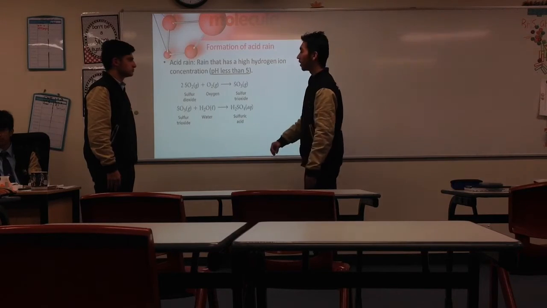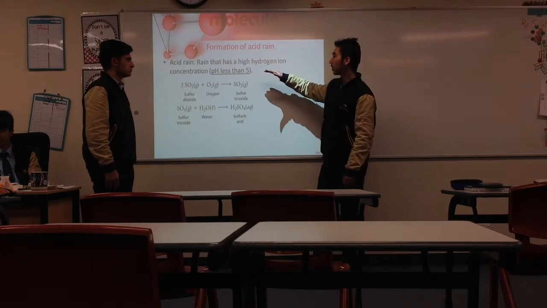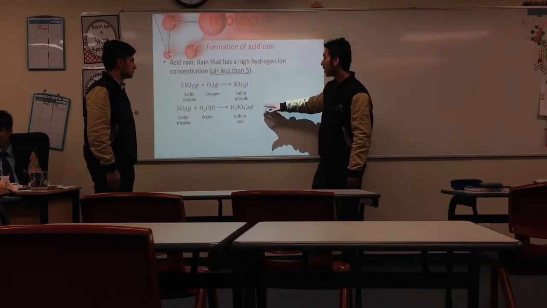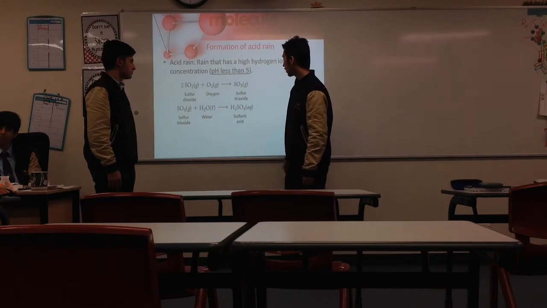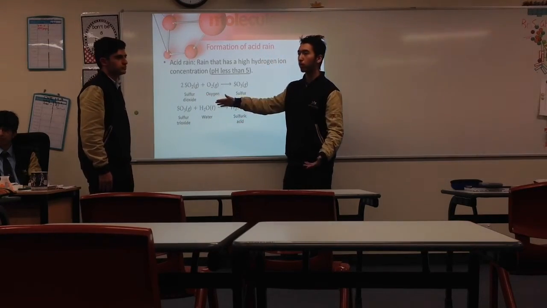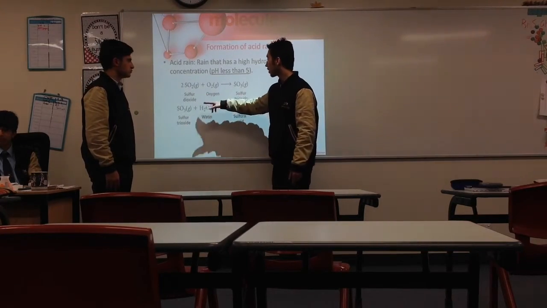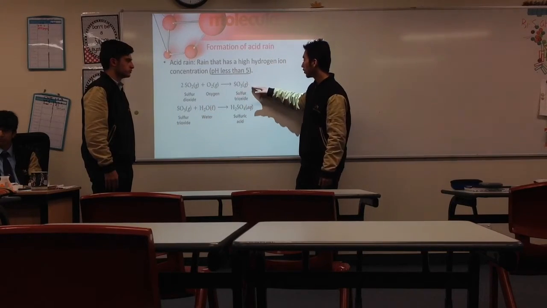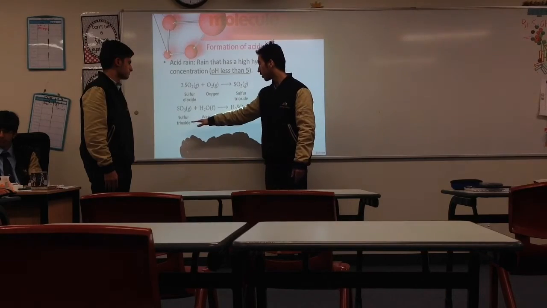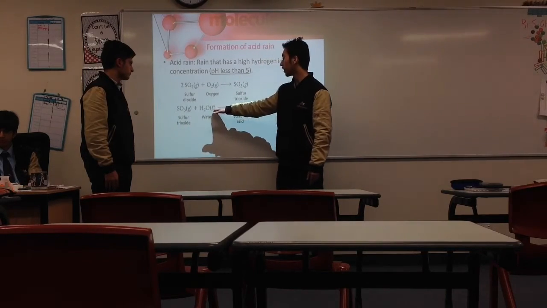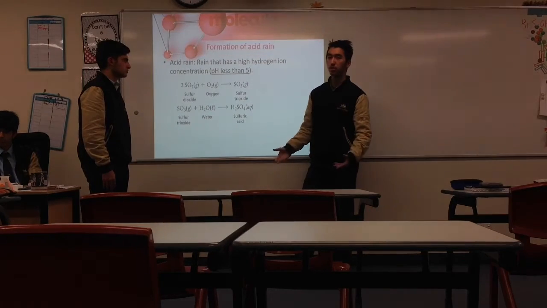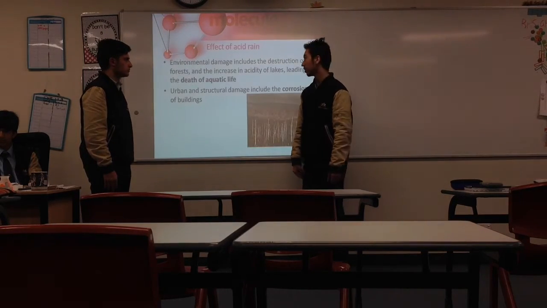Acid rain is rainwater that has a pH lower than 5, and its formation includes sulfur dioxide from human production or natural sources reacting with oxygen to produce sulfur trioxide, which then reacts with water to produce sulfuric acid, which is acidic in itself.